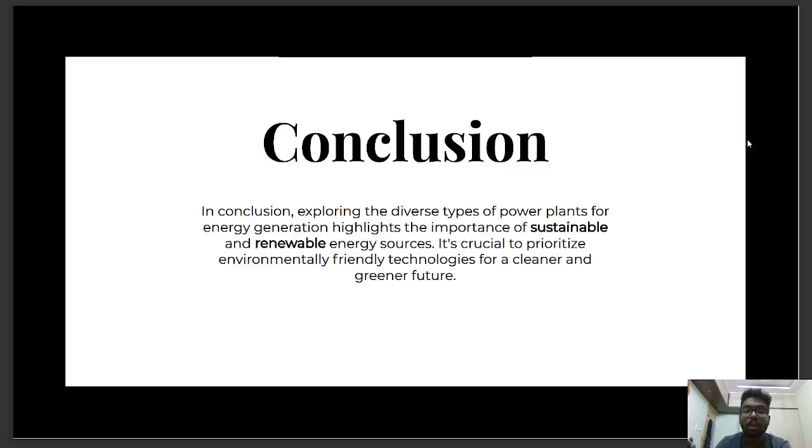In conclusion, exploring the diverse types of power plants for energy generation highlights the importance of sustainable and renewable energy source. It's crucial to prioritize environmentally friendly technologies for cleaner and greener future.